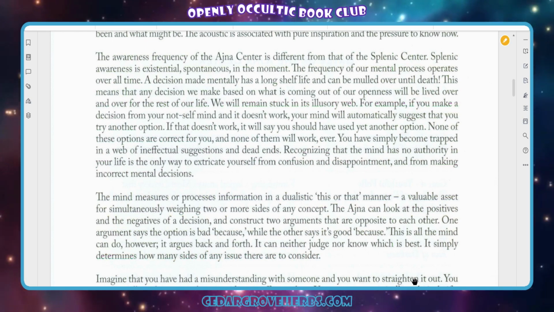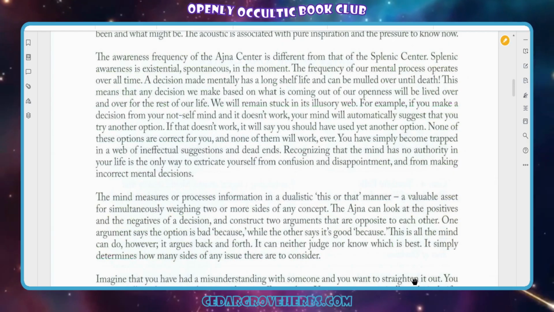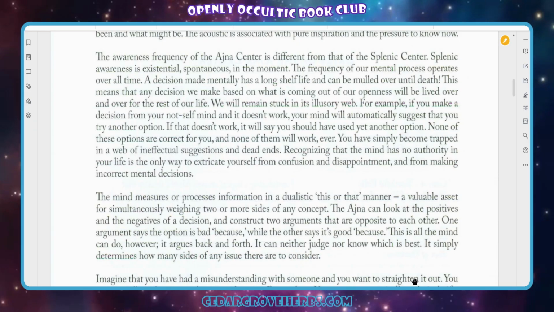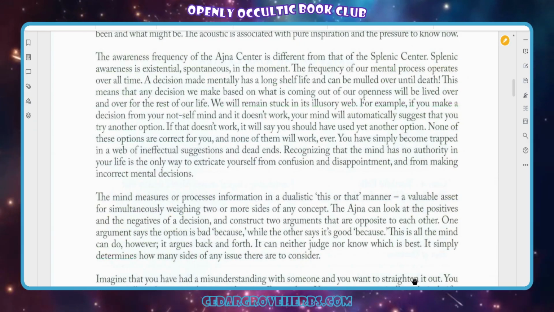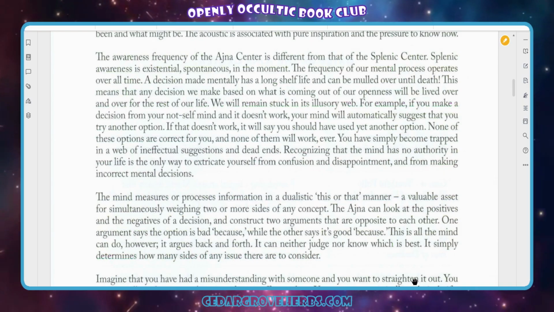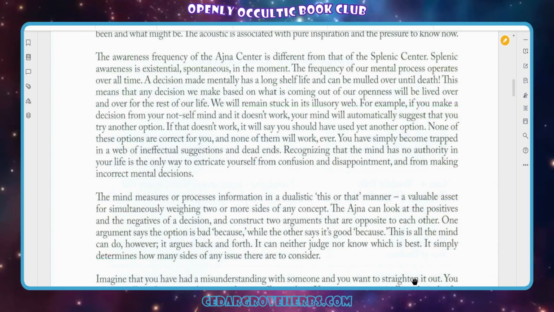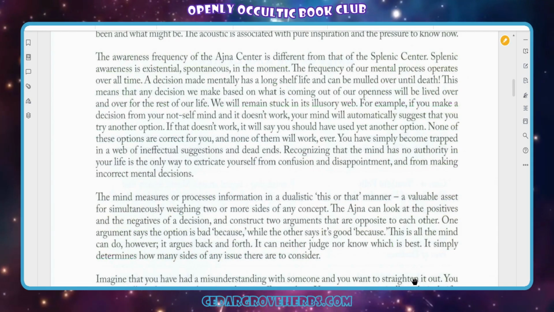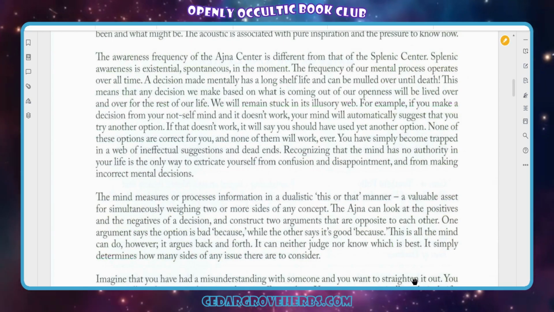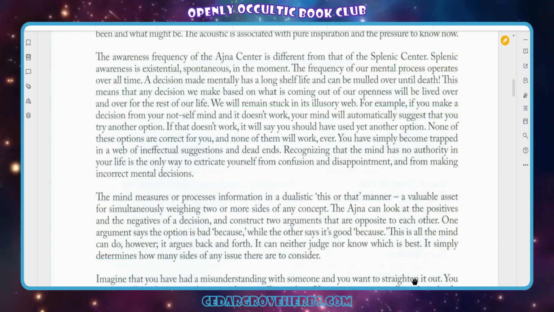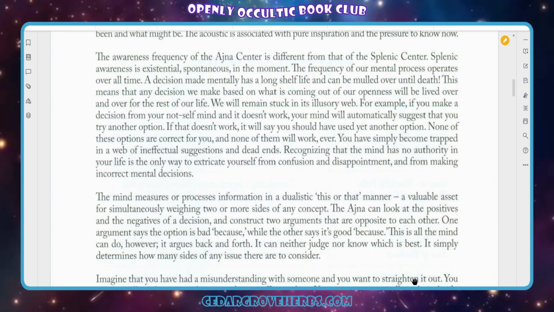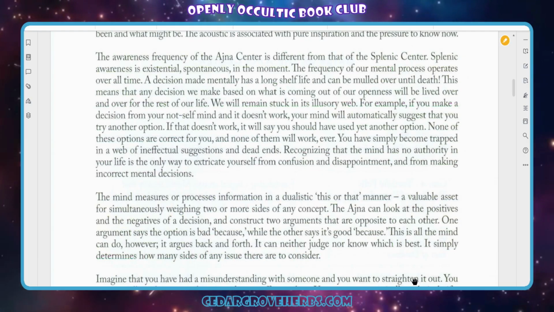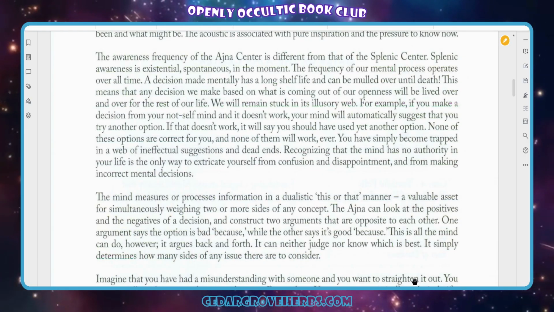For example, if you make a decision from your not-self mind and it doesn't work, your mind will automatically suggest that you try another option. And if that doesn't work, it will say that you should have used yet another option. None of these options are correct for you, and none of them will work ever. You have simply become trapped in a web of ineffectual suggestions and dead ends. Recognizing that the mind has no authority in your life is the only way to extricate yourself from confusion and disappointment, and from making incorrect mental decisions.